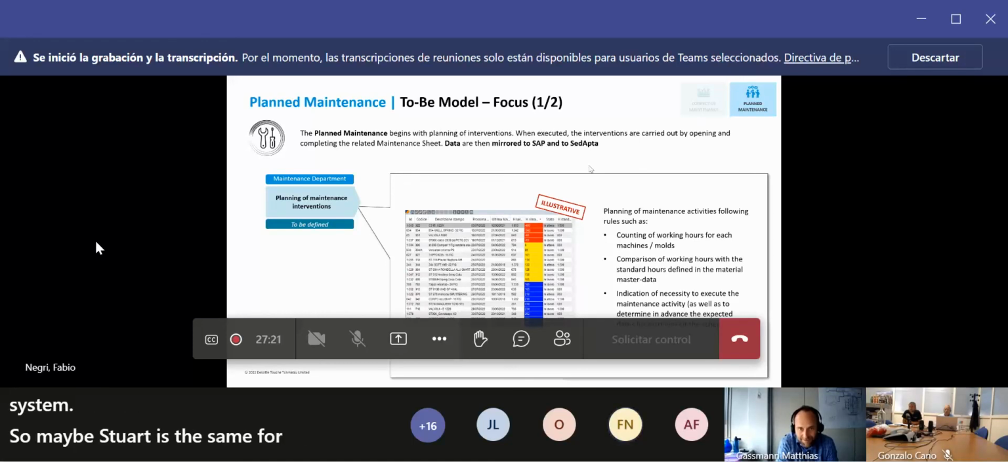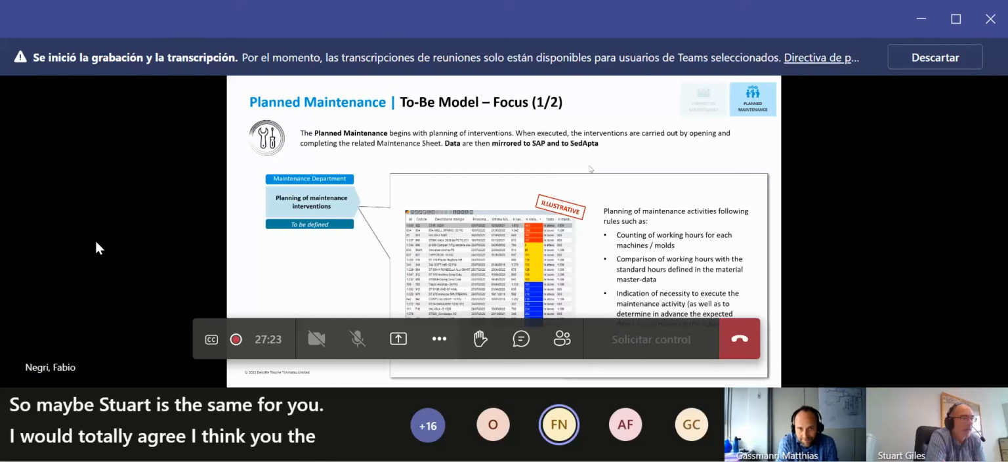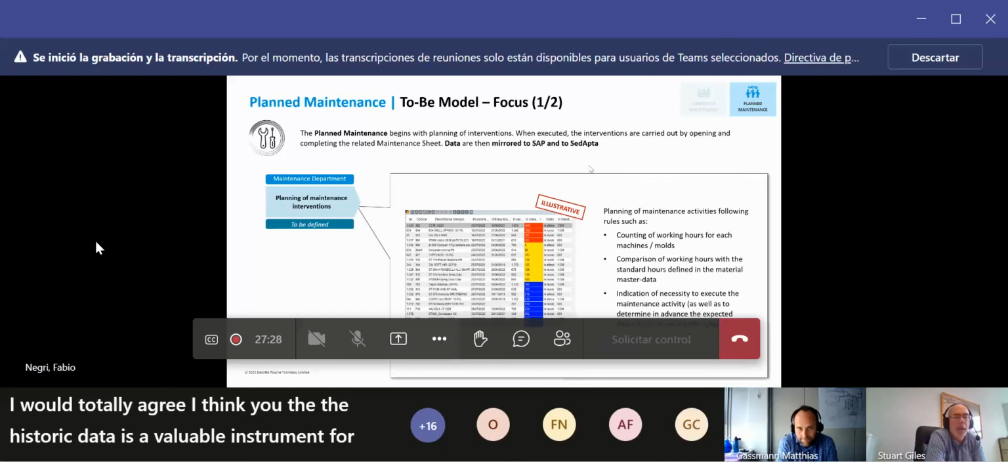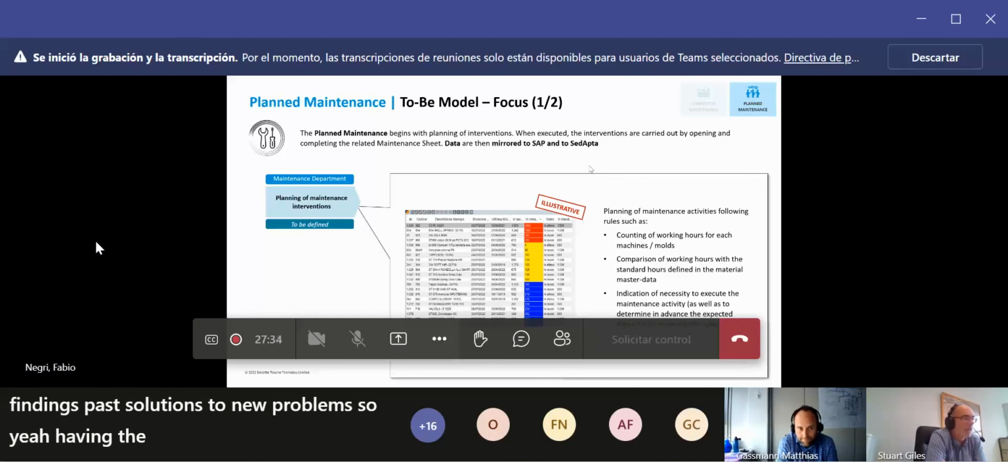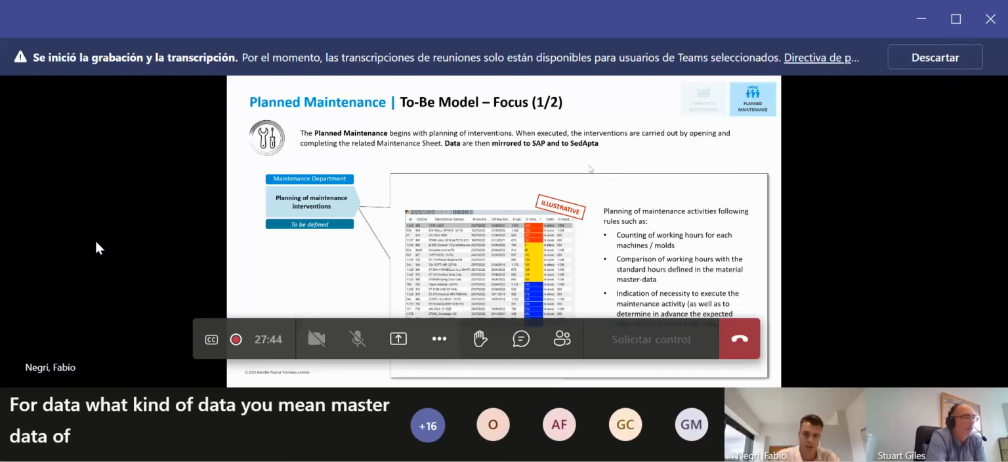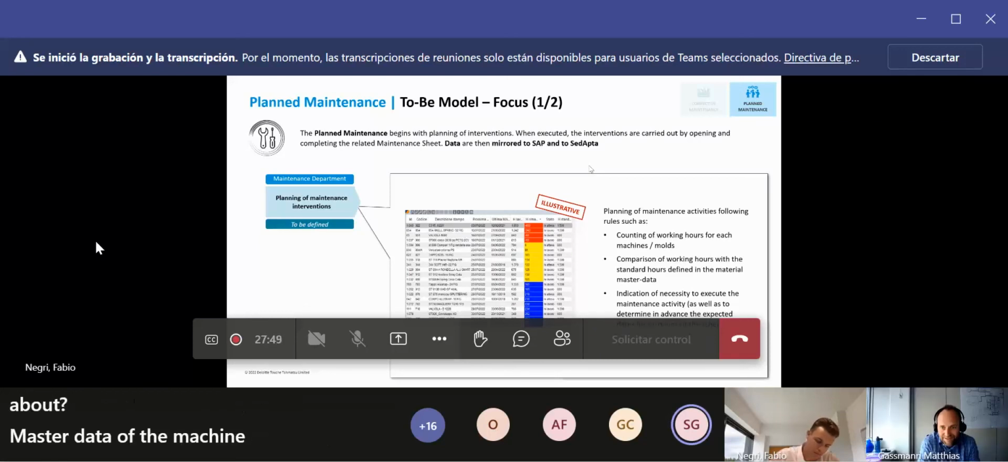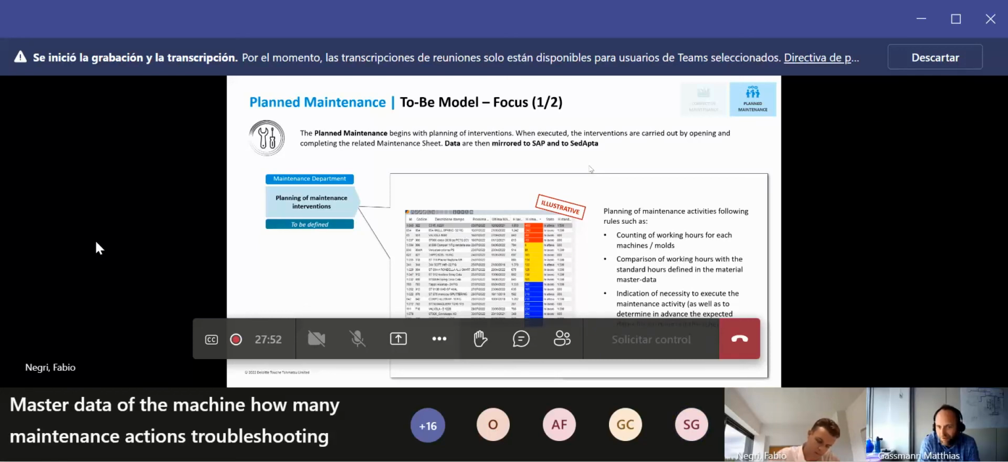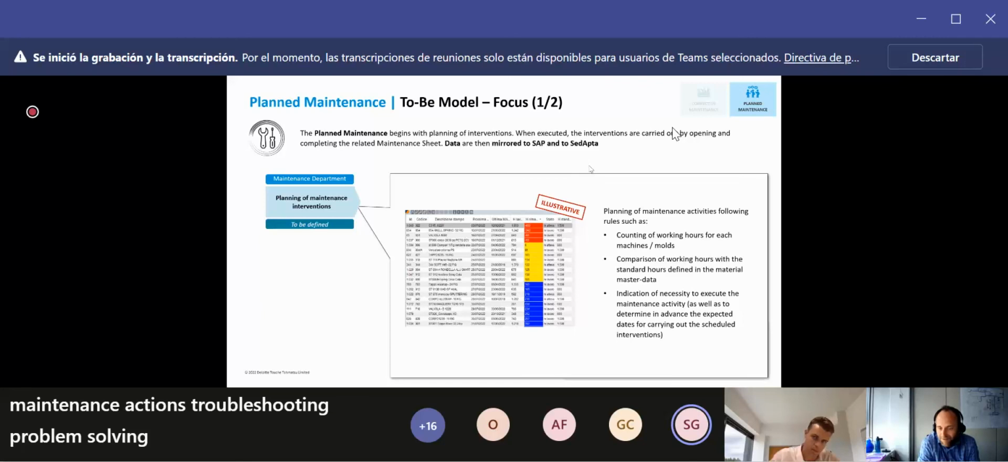I would totally agree. I think the historic data is a valuable instrument for finding past solutions to new problems. So having the data transferred is going to be an important aspect, or at least having access to the data. For data, what kind of data do you mean? Master data of the machine, how many maintenance actions, troubleshooting, problem solvings, consumption of spare parts.